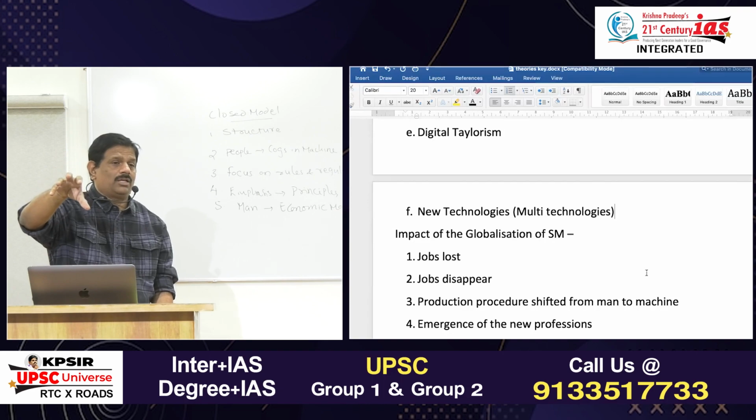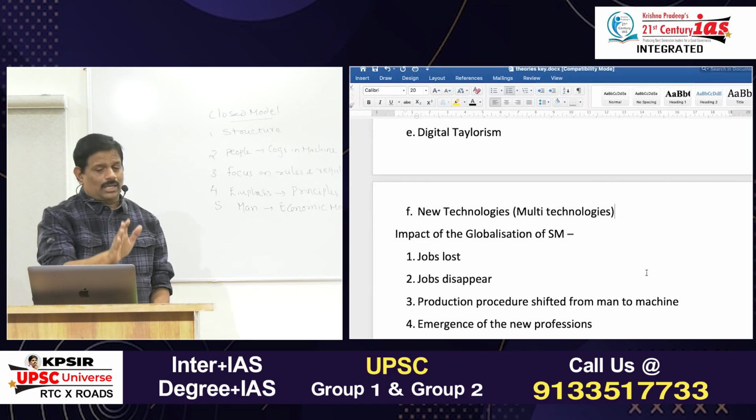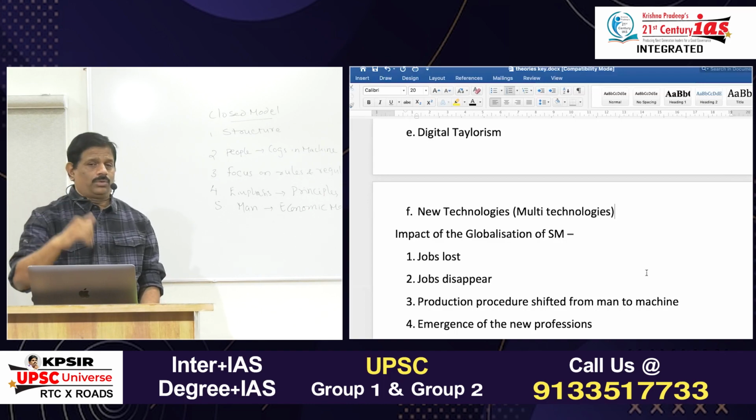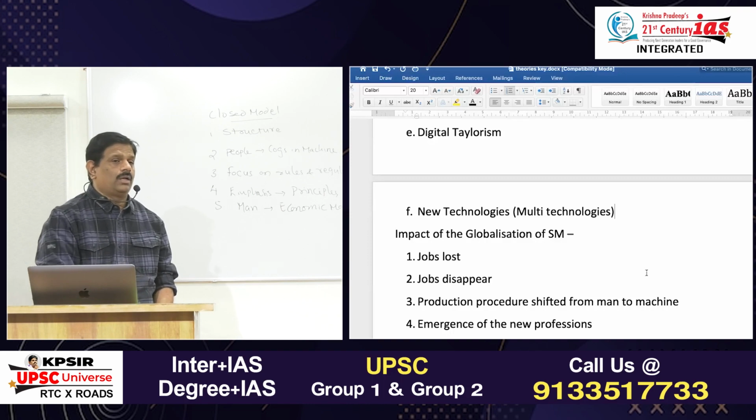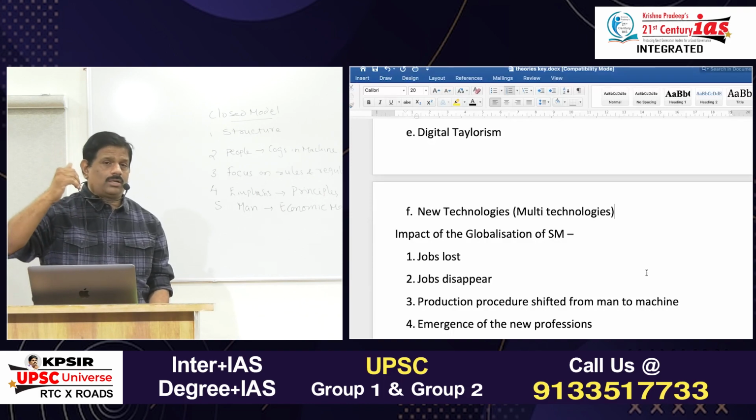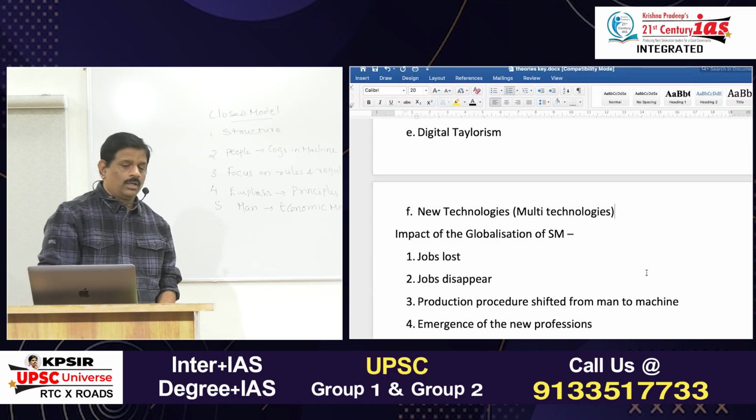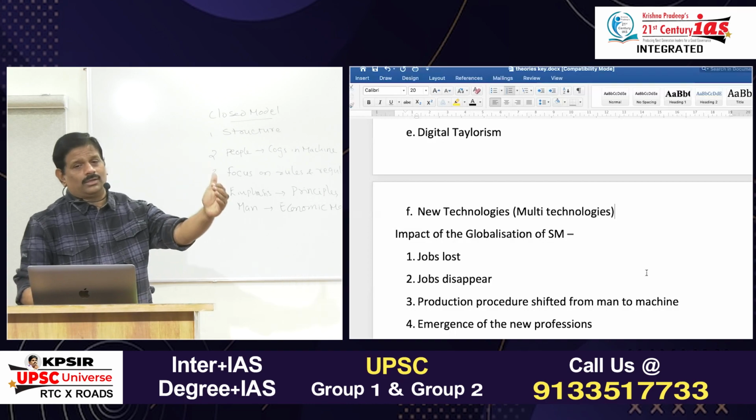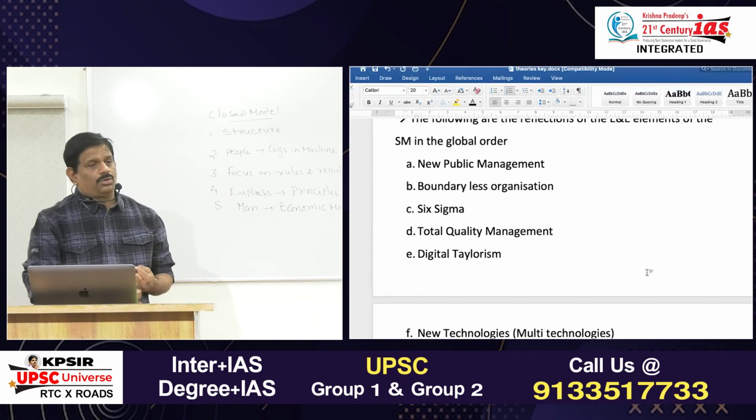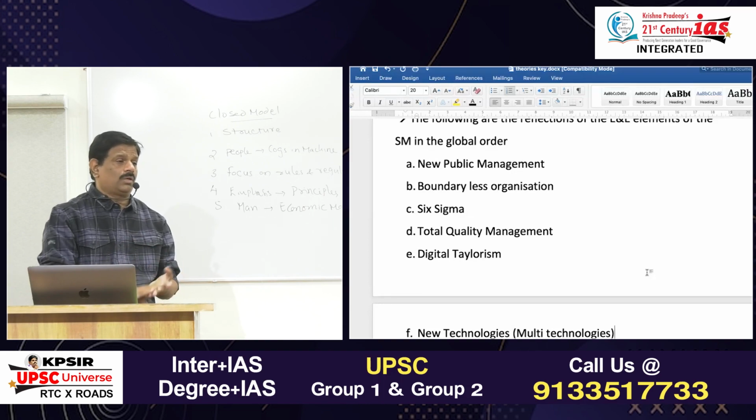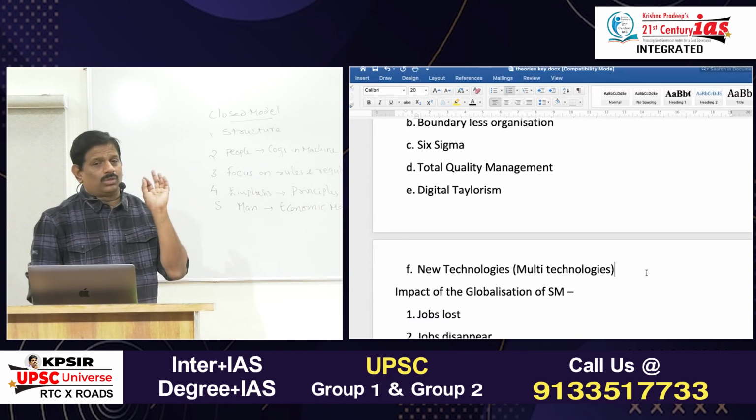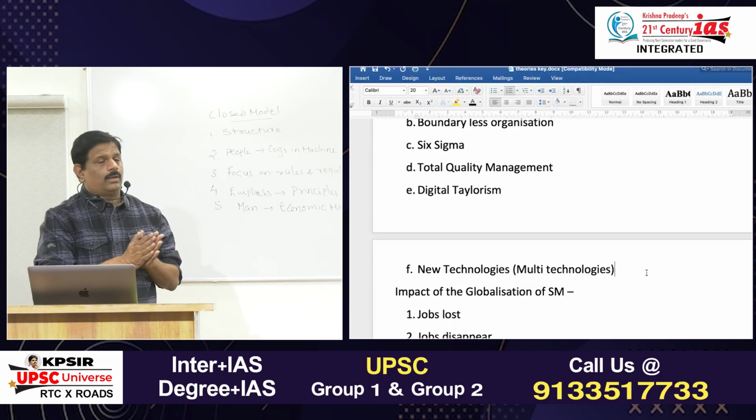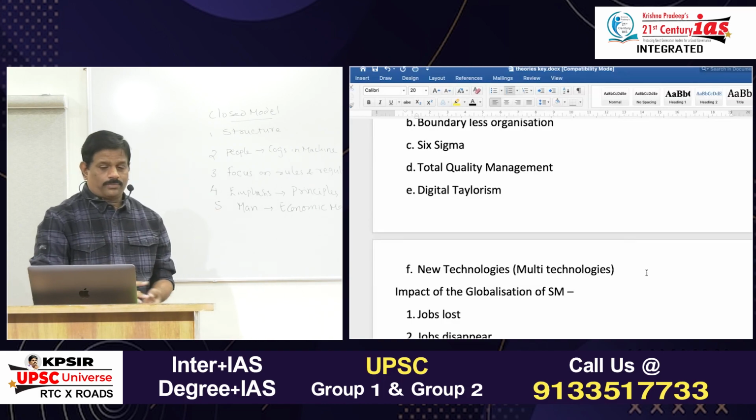The objective of scientific management is efficiency and economy. The same aspect is further improved with the use of new technologies, with perfection and perfect productivity, reducing the production expenditure. All these things will enhance the application of scientific management at the global order. So these references would be adequate. When you are writing an answer to the 10 marks question, references about new public management, boundaryless organization, Six Sigma, total quality management, digital Taylorism, and new technology management would be adequate to answer the question for 10 marks.